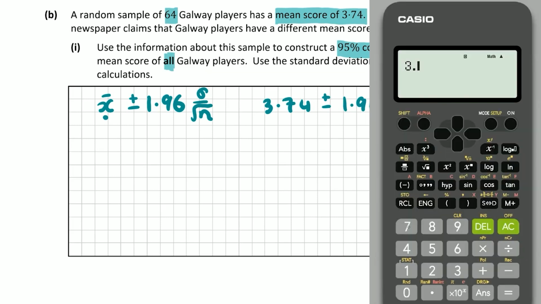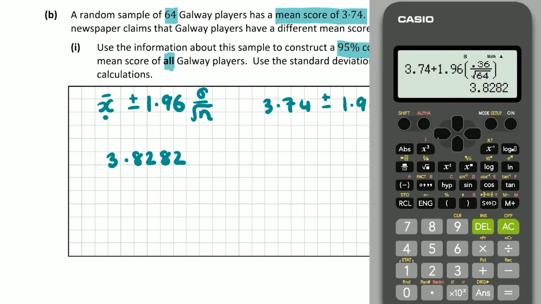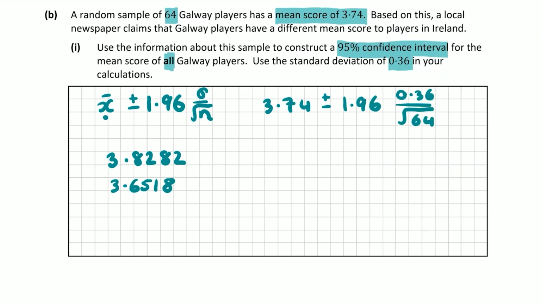First of all, we're going to put in 3.74 plus 1.96 multiplied by 0.36 all over the square root of 64. That gives us 3.8282. I'm going to write that down there. And now if we change the sign to a negative, I'm just going to back along here, change it to a negative, and we have 3.6518.